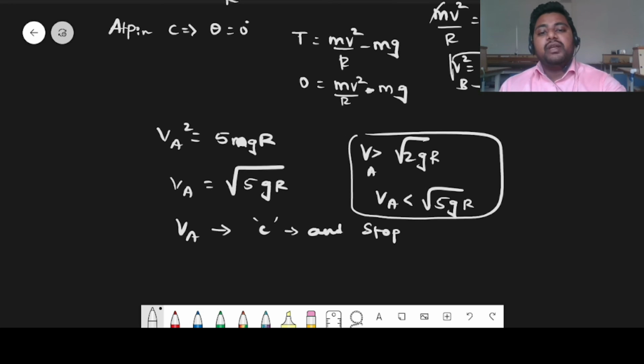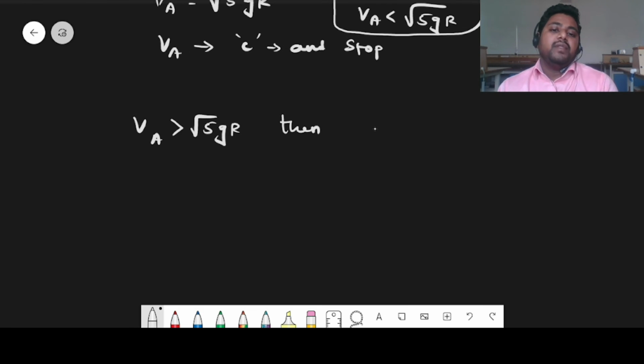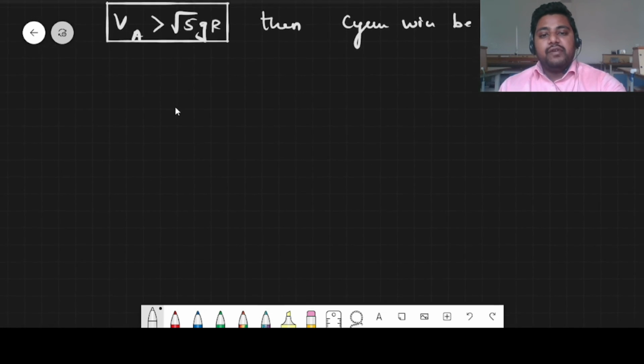When the velocity at point A is greater than root 5 gr, then the cycle will be completed. That means a loop will be completed. So that's how the vertical circular motion is analyzed. So I hope you understood the different velocities.